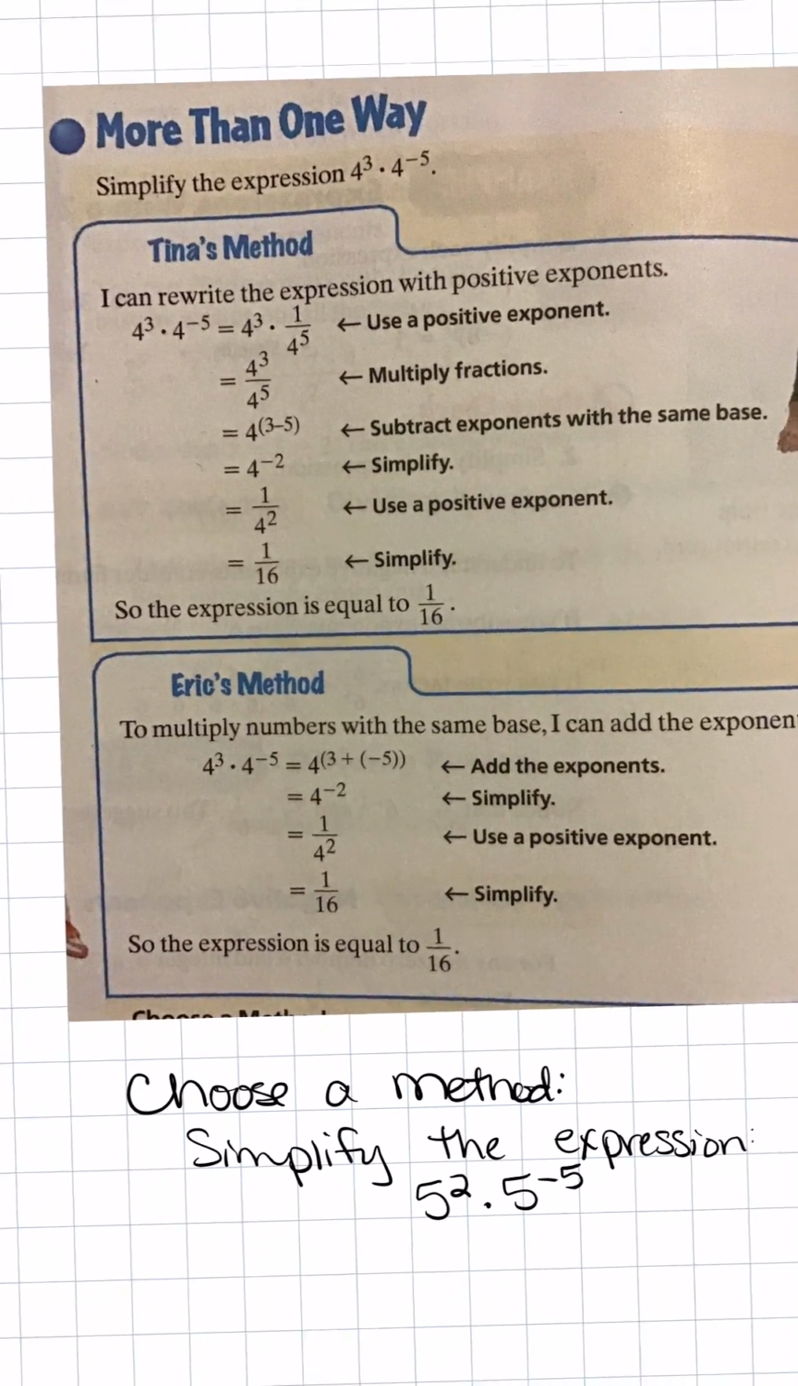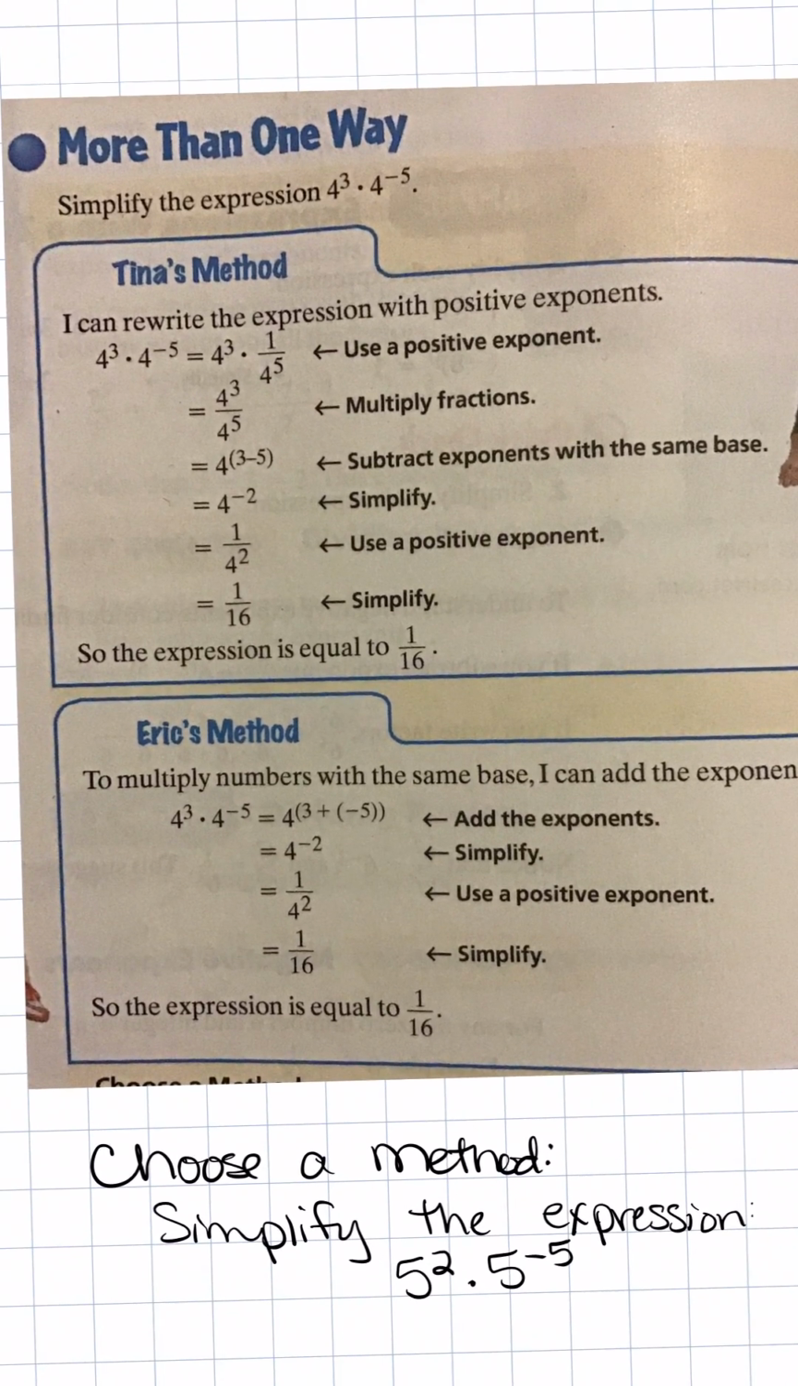So there is more than one way to do this. Let's look at these two methods. So when we're looking at simplifying the expression 4 to the third power times 4 to the negative fifth power, Tina's method is that she uses a positive exponent. So first she takes them and turns the second one into a positive, and then multiplies the factors together, subtracts the exponents with the same base, simplifies, and then uses a positive exponent, and then has to simplify again, so she gets 1/16.